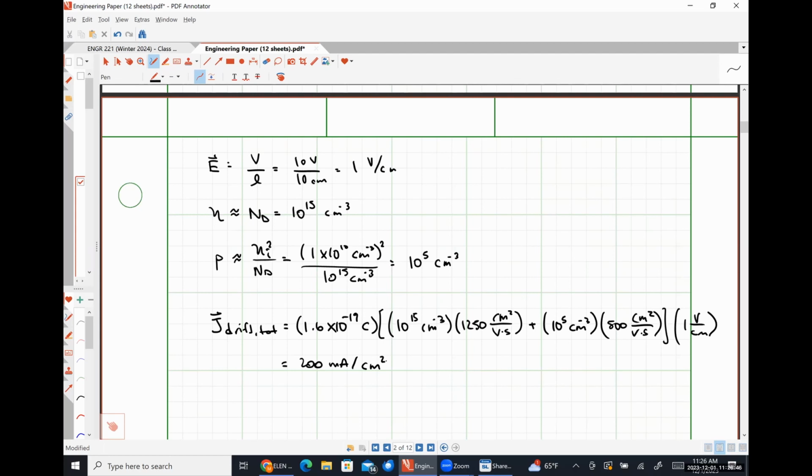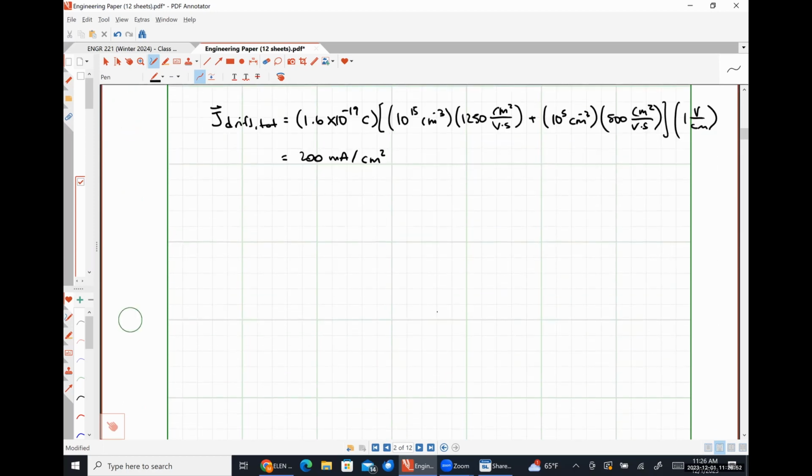Now let's talk about diffusion. So carrier diffusion occurs when there are variations in the carrier concentration across a medium, meaning that we need to observe a concentration gradient, okay?